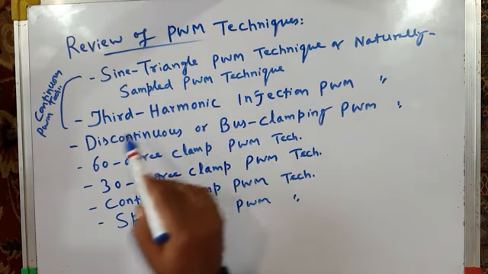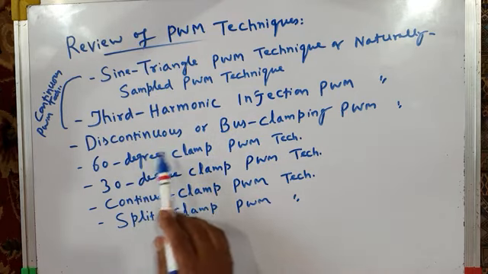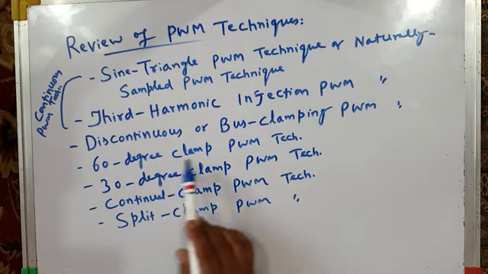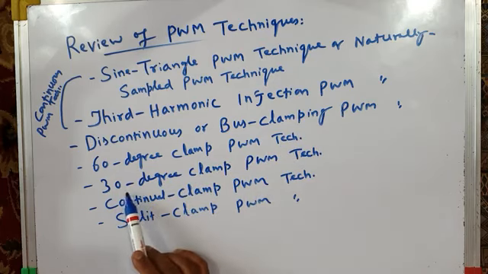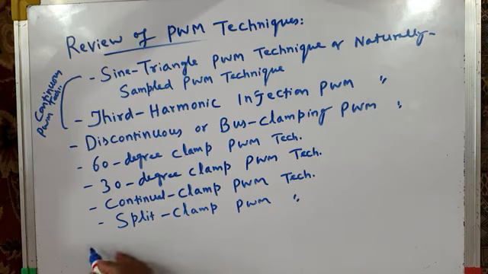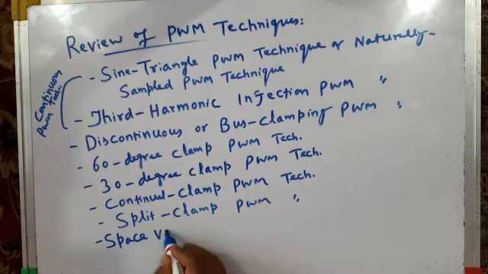Sine triangle or third harmonic injection, or these various types of discontinuous or bus clamp PWM techniques like 60-degree clamp PWM techniques, 30-degree clamp PWM technique, continual clamp PWM techniques, or split clamp PWM techniques. They are all triangle comparison based PWM techniques. Okay, and after this we discussed space vector PWM technique.